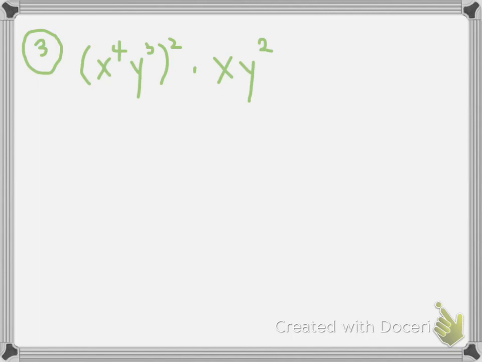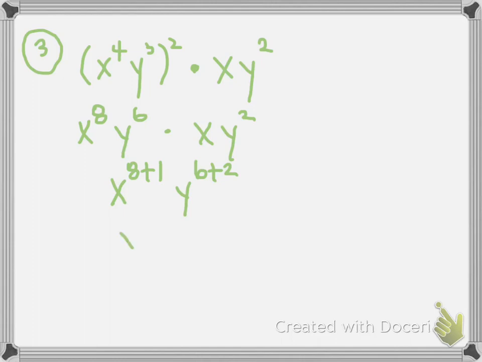Okay, so here we use our order of operations. So order of operations tells us what we're going to do first. So what we're going to do first is the raising to the power, what's in parentheses, right? So I would say x to the 4th times 2, so that would be x to the 8th power, y to the 3 times 2, which is y to the 6th power, and now I'm going to multiply it by x y squared, okay? So we're going to say x to the 8 plus 1, and y to the 6 plus 2. So your answer here would be x to the 9th, y to the 8th power.